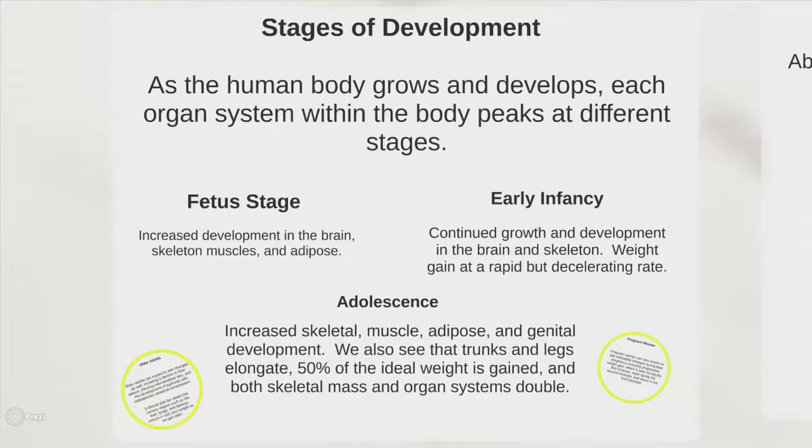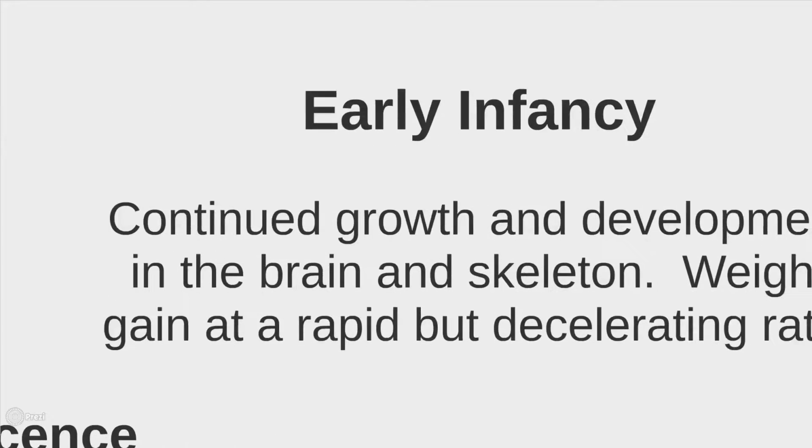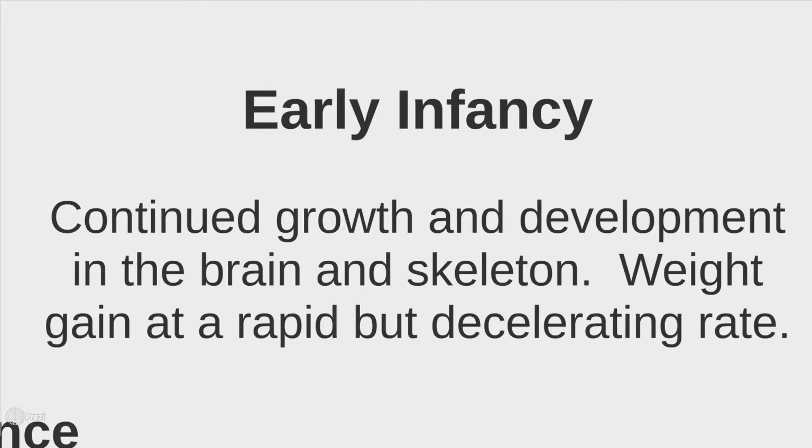As the human body grows and develops, each organ system within the body peaks at different stages of development. During the fetal stage of development, we find increased development in the brain, skeleton, muscles, and adipose. In the early infancy stage, we see continued growth and development in the brain and skeleton. In addition to these developments, we also find weight gain at a rapid but decelerating rate, as well as trunk growth.